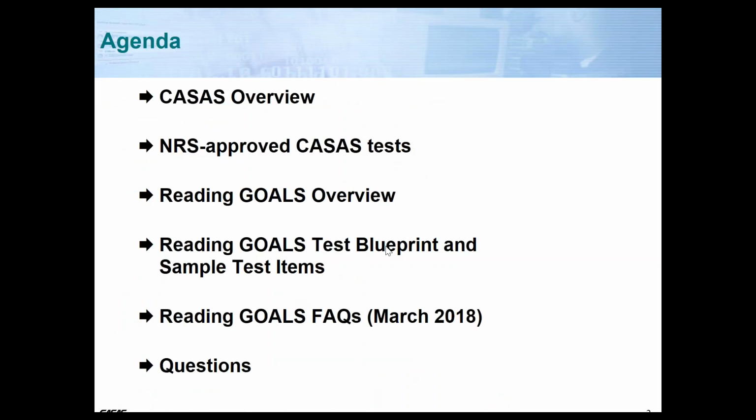Let's get started. Here's the agenda for today. A brief CASAS overview. I'm going to review the CASAS tests that are currently NRS approved. Then we're going to do an overview of this new Reading Goals test series. Then look in more detail at the content of the test series, looking at the test blueprint and the sample test items, and then show you where, we probably won't have time to go over them, but show you where, in fact, all of these resources are on our CASAS website. I'll show you where to find them, including the FAQs. And then throughout and at the end, there'll be a chance to ask questions.